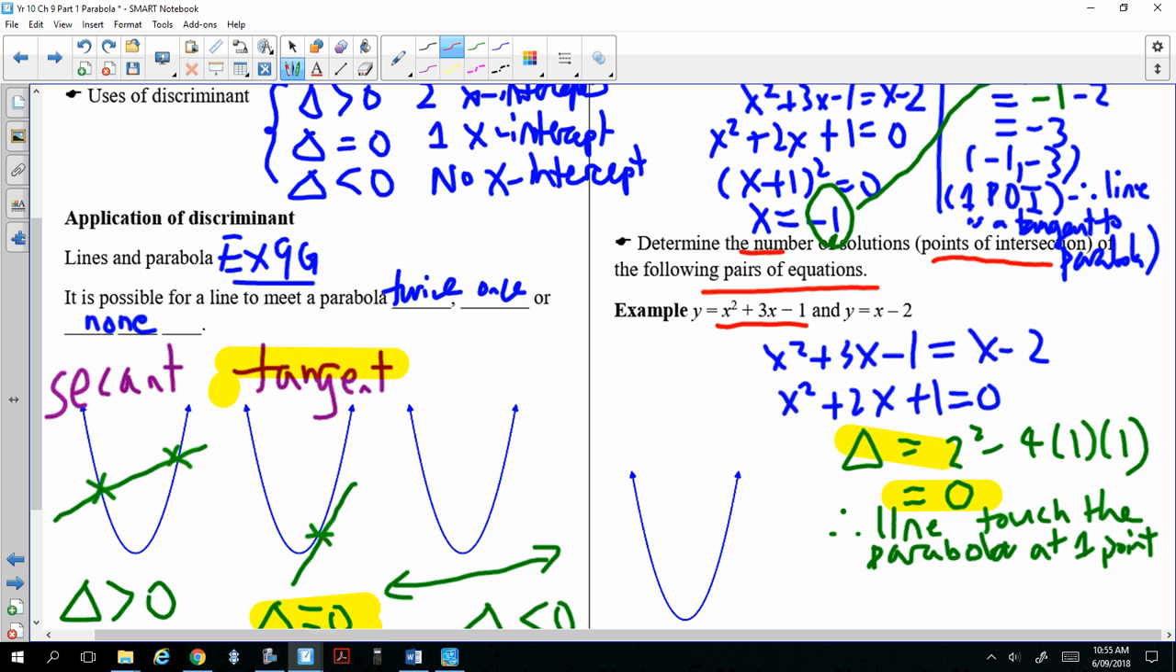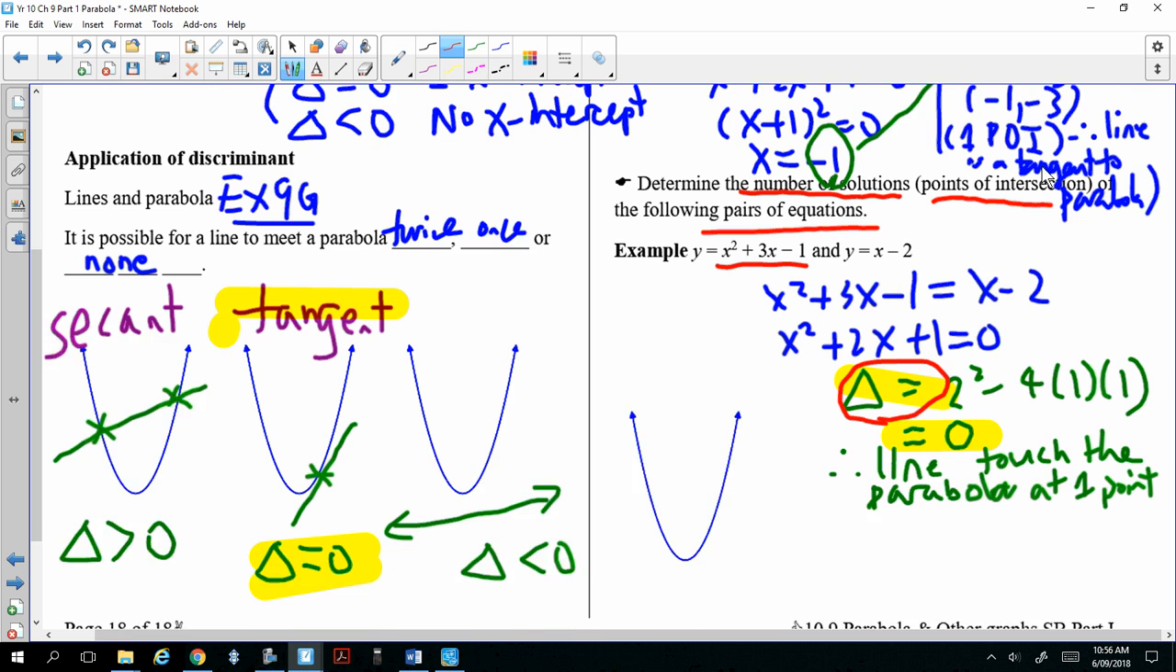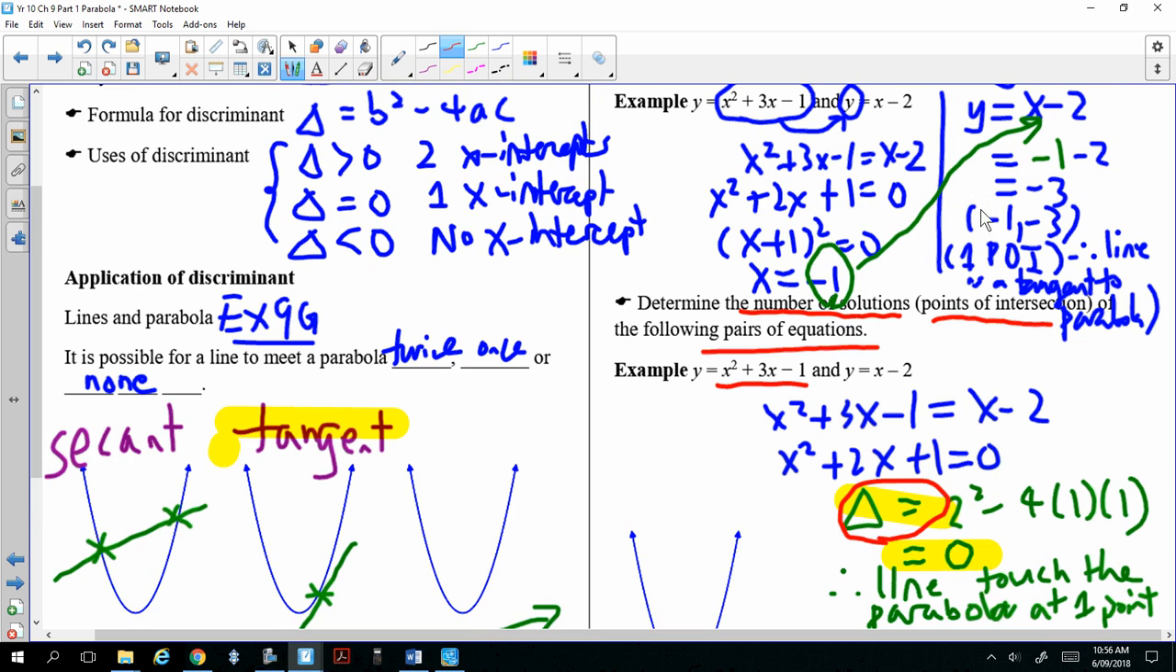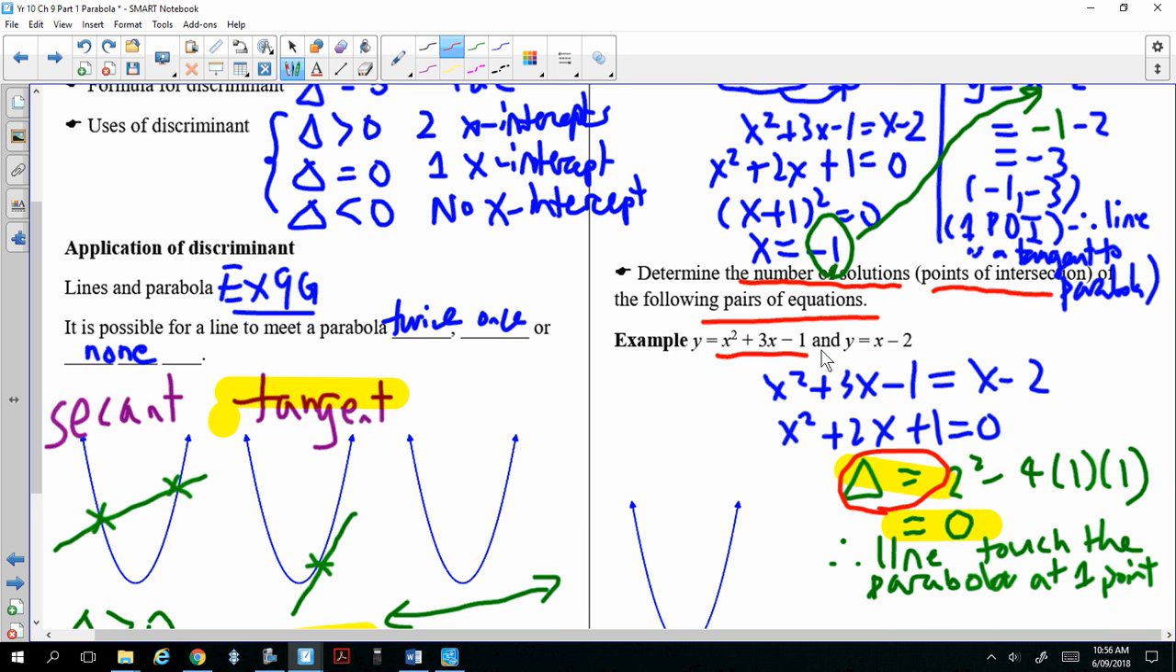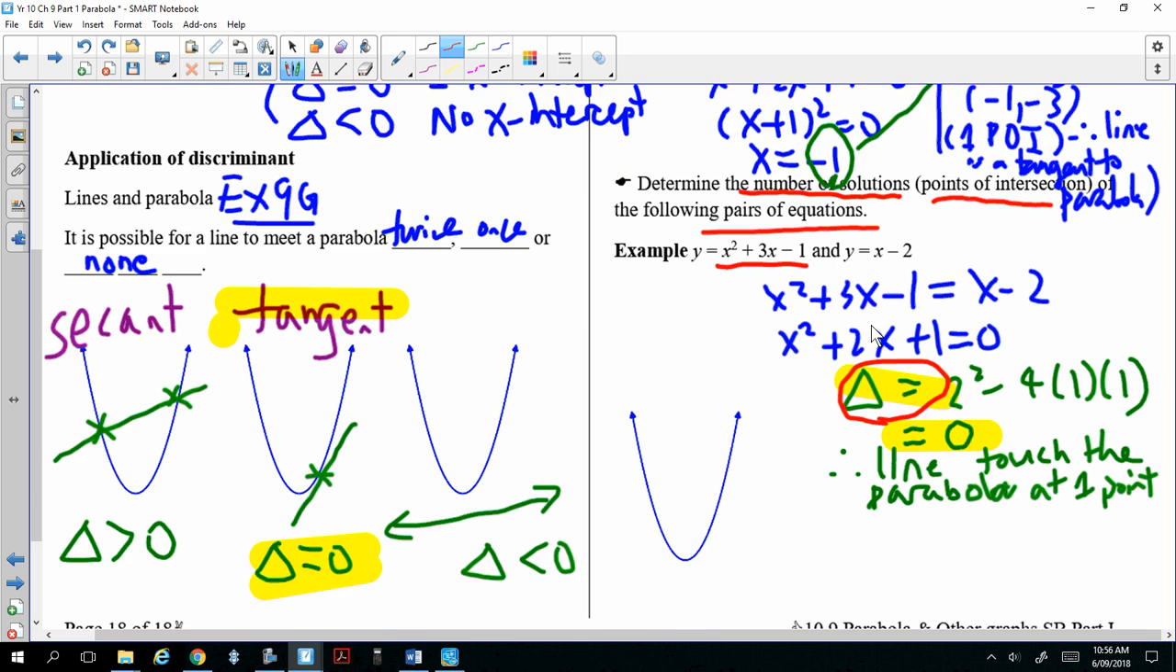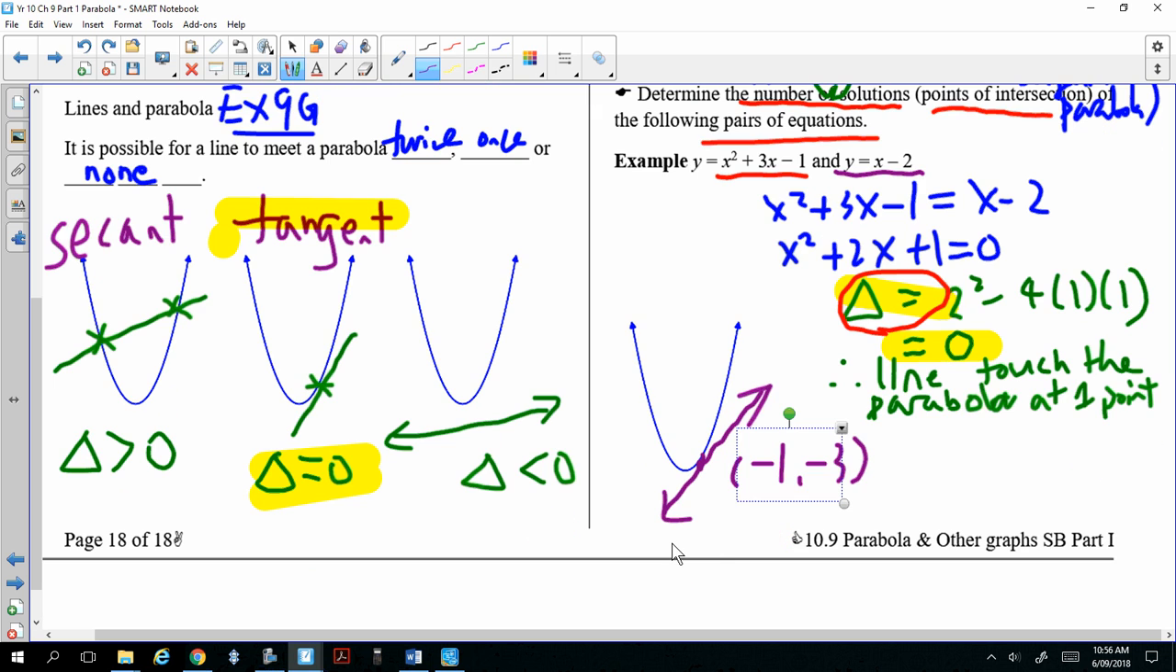Okay, now to illustrate what it looks like for this question, it touches at negative 1, negative 3. So this line here, y equal to x minus 2, touches at one point. So it looks like that. Negative 1, negative 3, and that's the line. This is y equal to x minus 2, and the equation of the parabola is y equal to x squared plus 3x minus 1. Okay? So that's what it will look like visually when you draw it.